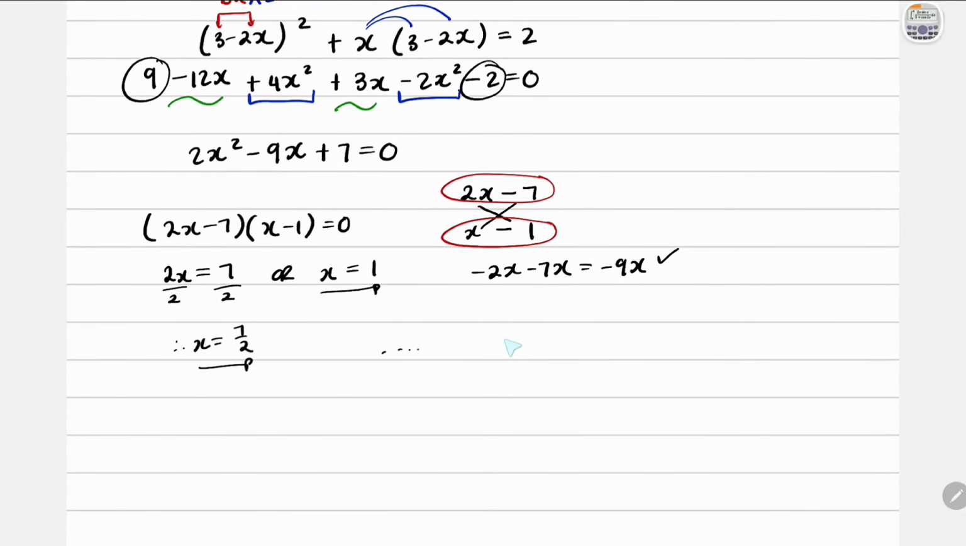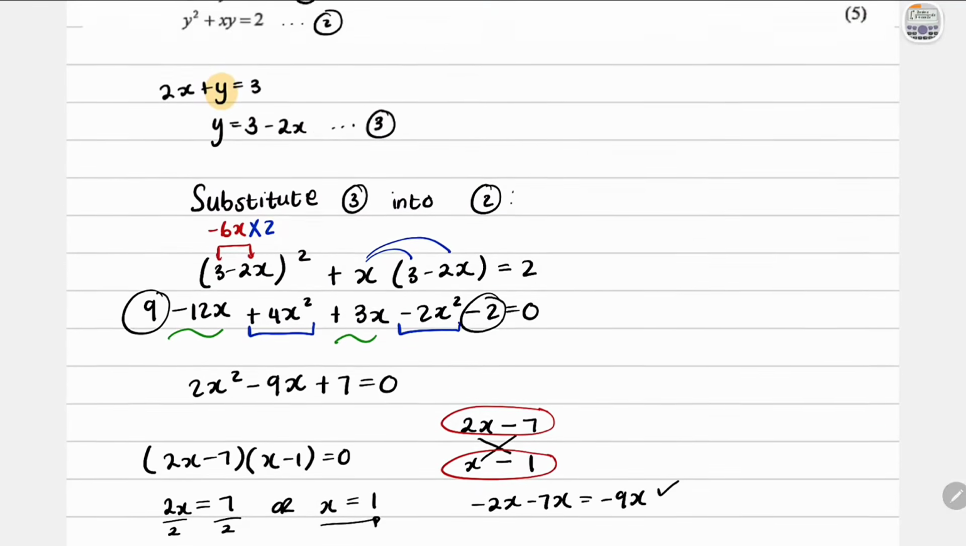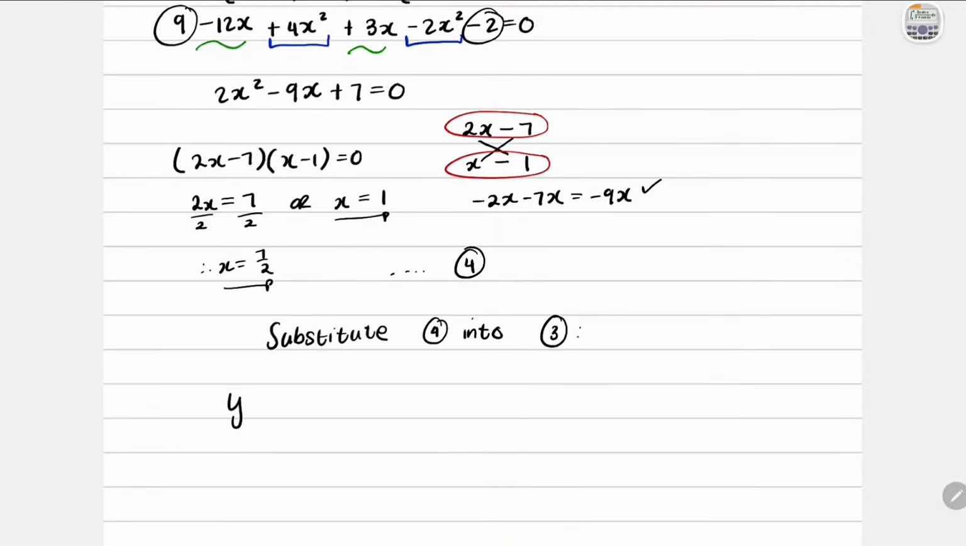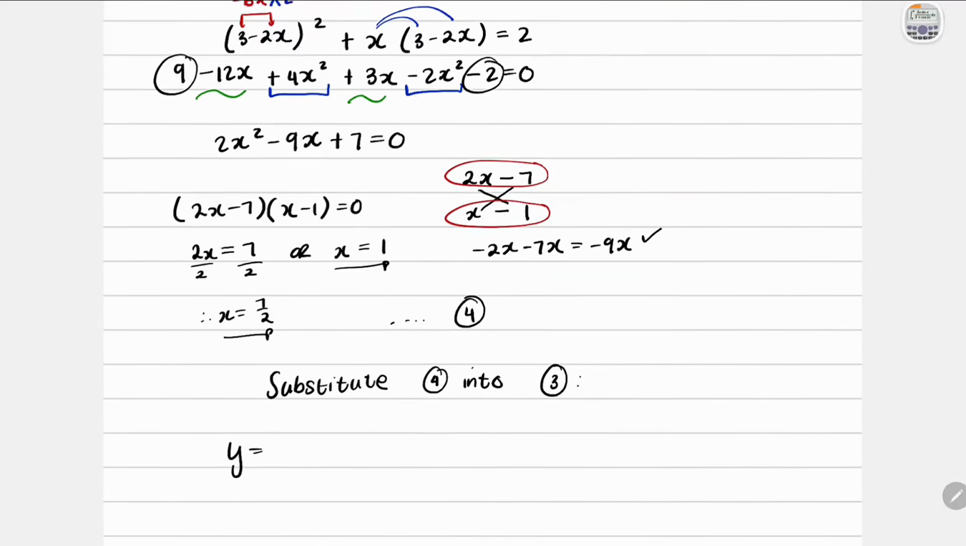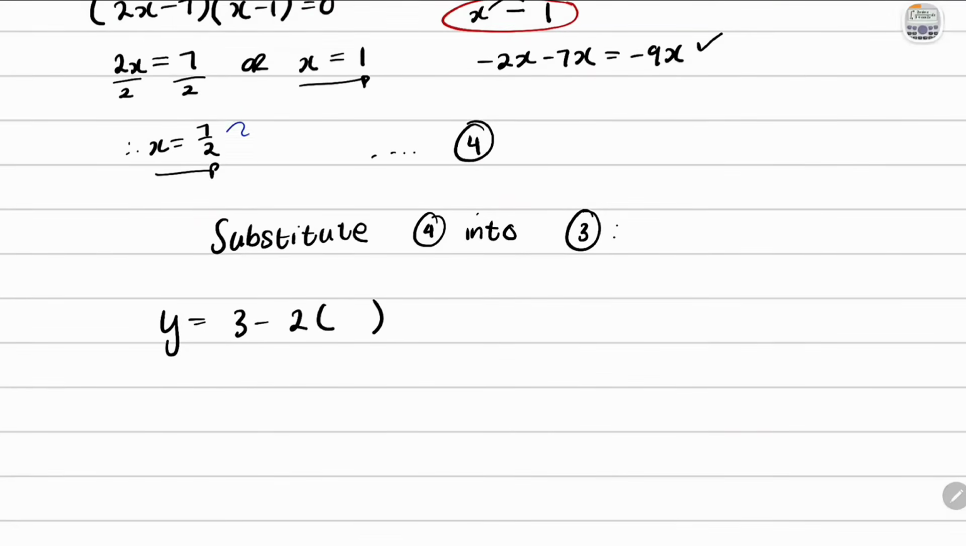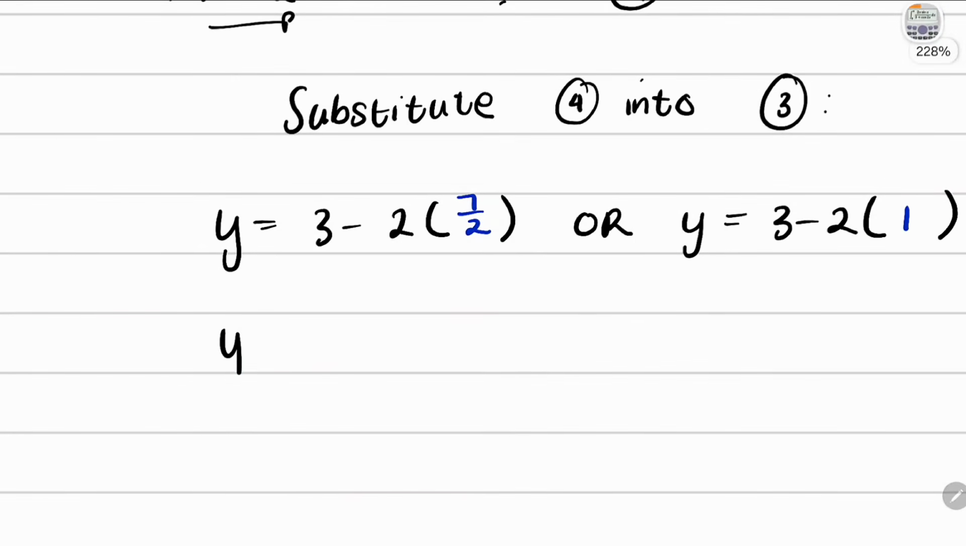You can call this equation number 4. And then lastly, to solve for y, substitute equation 4 into equation 3, because that's the equation where y is the subject. So y is equal to 3 minus 2x, and our first x value is 7 over 2. Let me just rewrite so I don't forget what that is. So 3 minus 2, and then in place of x, you're going to put your second x value, which is 1.